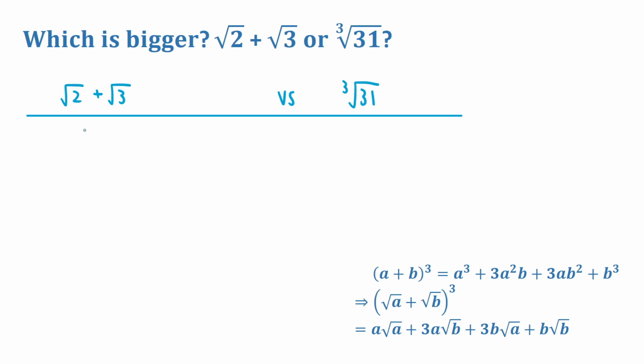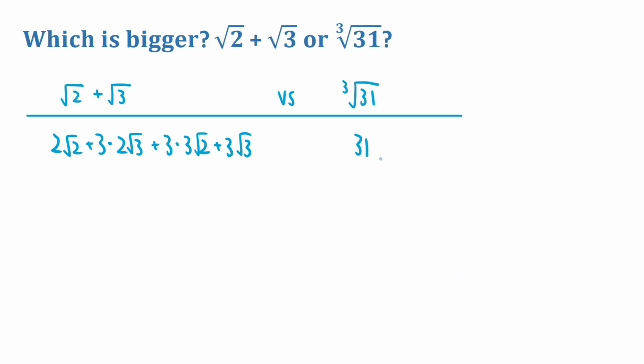So square root of 2 plus square root of 3 all cubed is equal to 2 square root of 2 plus 3 times 2 square root of 3 plus 3 times 3 square root of 2 plus 3 square root of 3, and if we cube the cube root of 31, that's just equal to 31. If we combine like terms, the left-hand side simplifies to 11 square root of 2 plus 9 square root of 3, and the right-hand side is still 31.